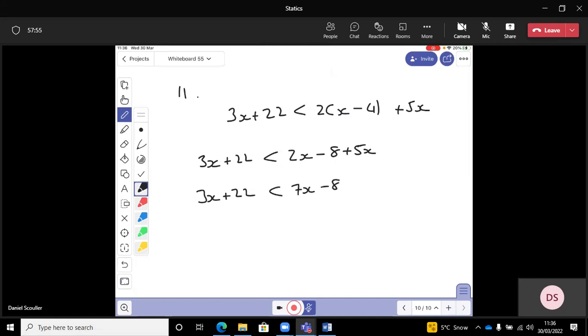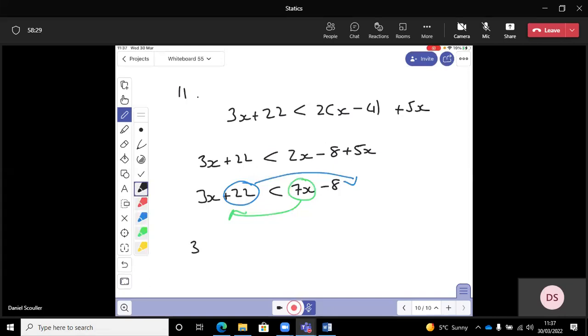So I've just tidied it up. I've just broken the bracket, and I'm left with an expression on one side and an expression on the right hand side. Now I want to get all the x's onto one side and all the whole numbers onto one side, and then allow me to solve. Okay, so I want to end up with my x on the left hand side, so I'm going to bring this 7x over here, and I'm going to take this number over here.